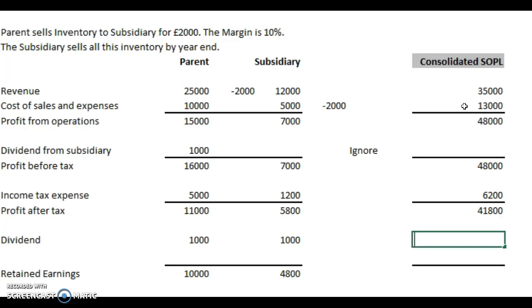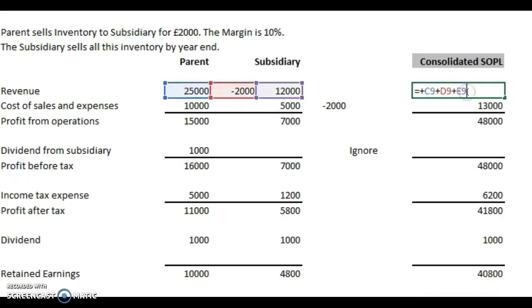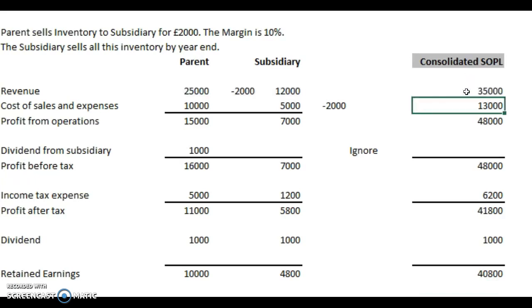The dividend, as before, parent only. That's the dividend going out of the group, it's only 1,000. No NCI to deal with in this example. So that means the retained earnings are 41,000 minus 1, 40,000. Now, that looks like an awful lot. It looks like I've made a mistake somewhere. 35 plus that, plus that, plus that is 12. That's 13. There we go.